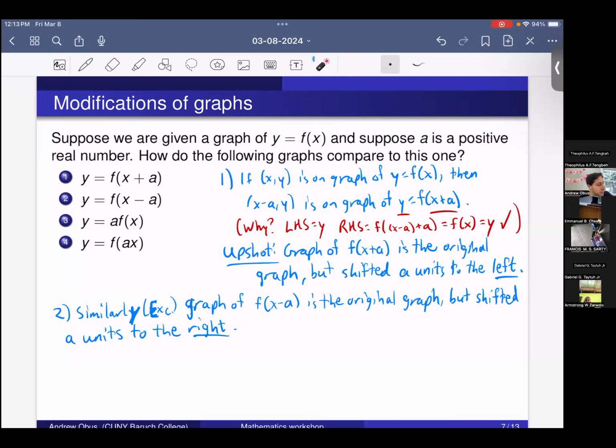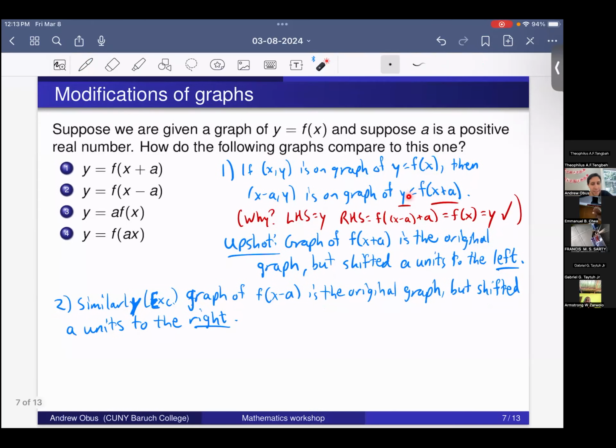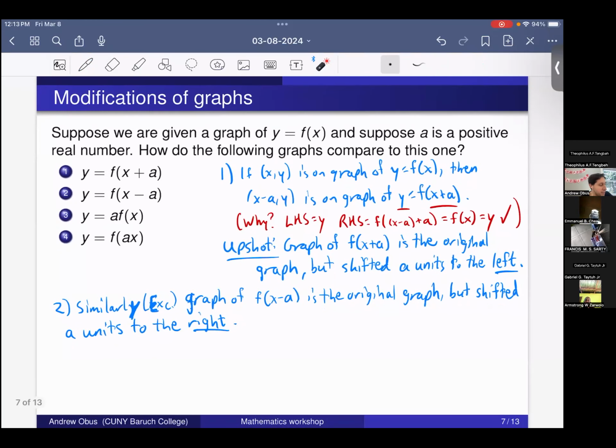Okay, so for this reasoning, if I add a to the argument, it turns out that the new points on the graph, instead of being xy, are x minus a comma y. That's what satisfies this equation. And so that means that all the new points are shifted to the left by a. Number two, which is the opposite thing, everything is shifted to the right by a. Questions on 1 or 2 before I start to do 3 or 4? So these things are going to be important for all sorts of graphing things, not just for trigonometry, although we'll use it today for trigonometry.